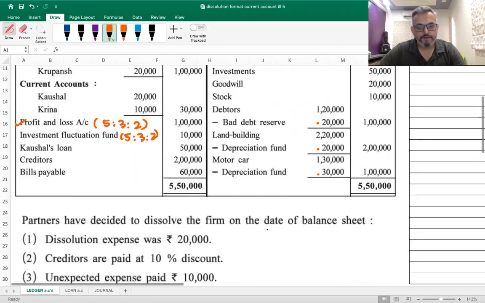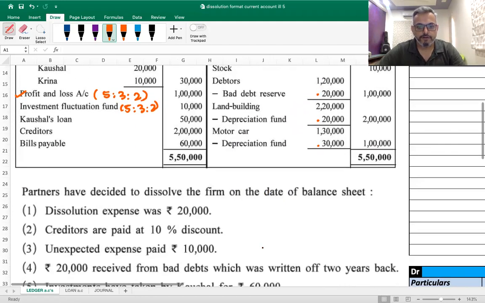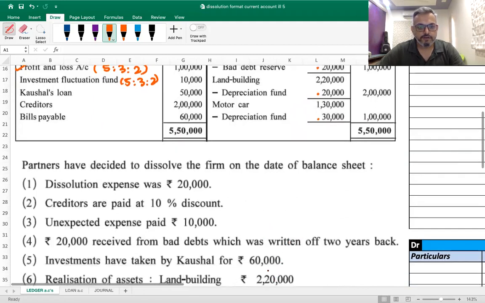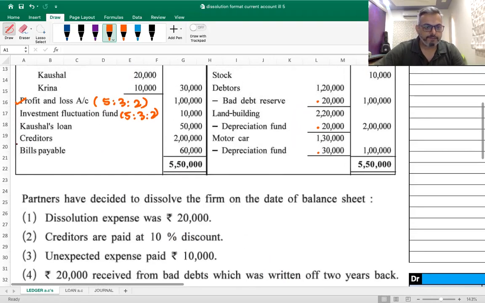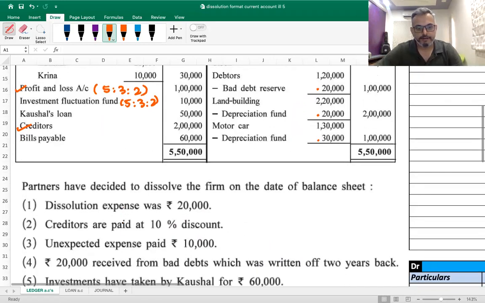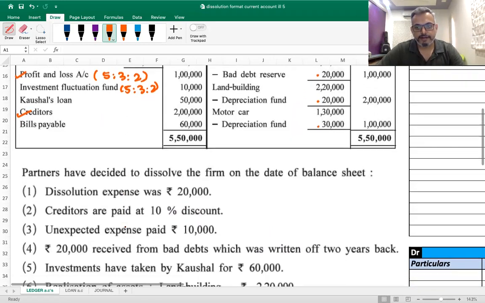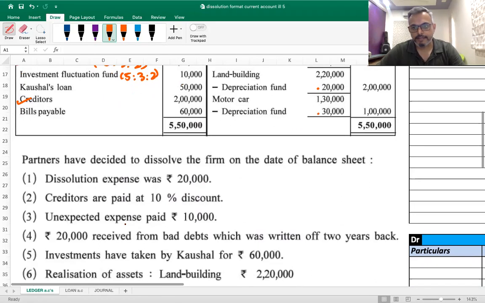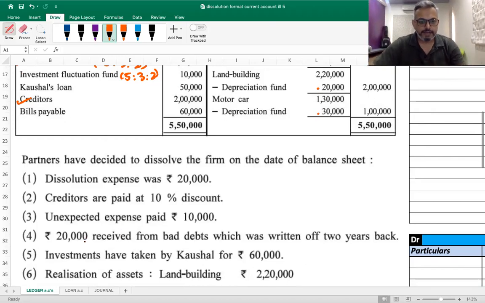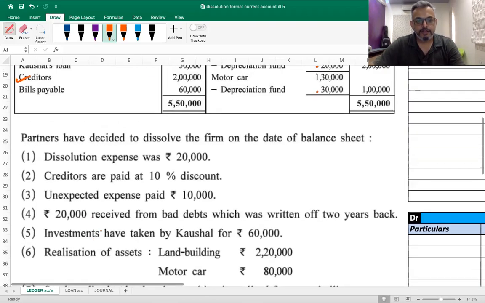Now partners have decided to dissolve the firm on the date of balance sheet. Dissolution expense was 20,000. We see this later. Creditors are paid at 10% discount. So we take creditors. Unexpected expense paid 10,000. That means we had not made any provision for this, suddenly an expense came, so unexpected expense 10,000. We also see this later.